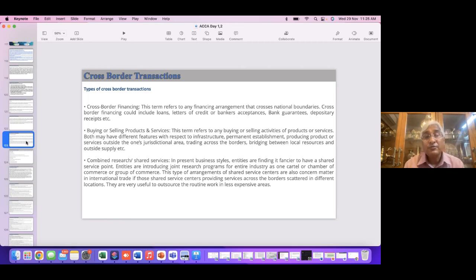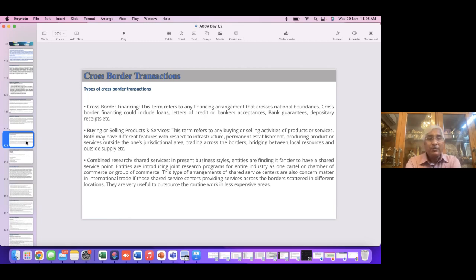Cross-border financing refers to a financing arrangement that crosses the national boundaries. It could include loans to another country, letters of credit (LC), bankers' acceptance, bank guarantees, depository receipts, etc. Whichever of these financial instruments is used, every time one must see that this is cross-border financing and the appropriate rules under that particular nomenclature must be complied with.